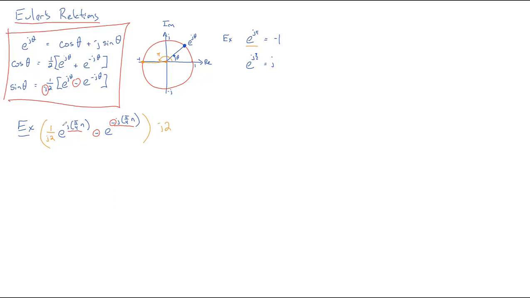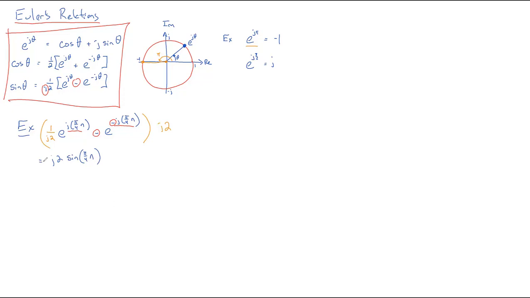And so I can just replace everything inside the parentheses with our sine. So it's sine of pi over 4n, and then I have to multiply it by j2.